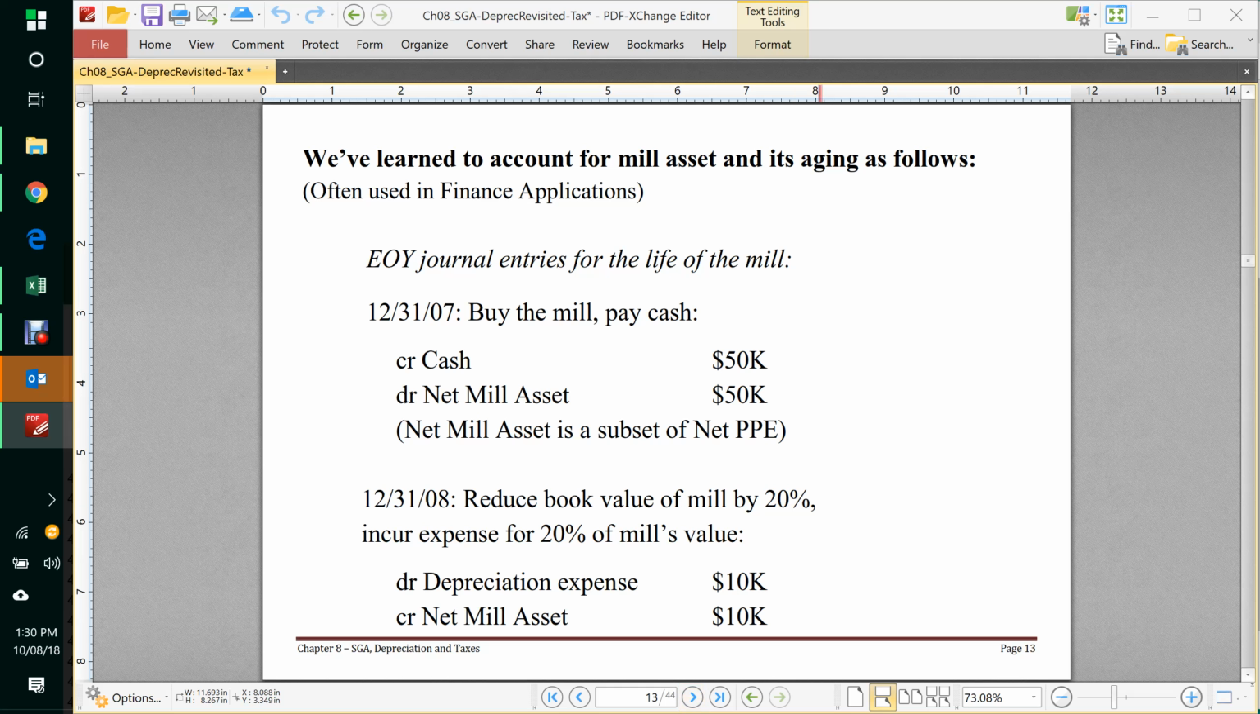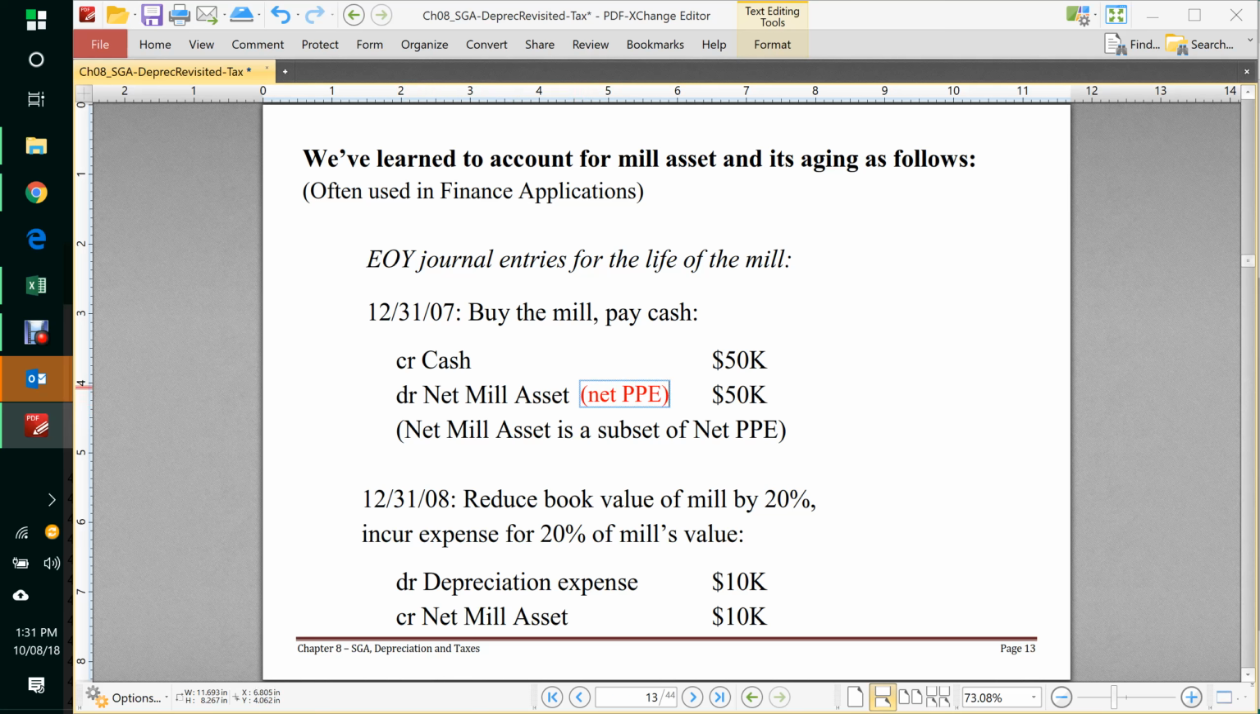All right. So here's how we've learned to account for something like this so far. Okay. So our end of year journal entries for the life of the mill, first when they buy it, it's going to be credit cash, 50,000, right? They paid cash for it. And then they're going to say DR net mill asset, or we could have said instead net PPE.